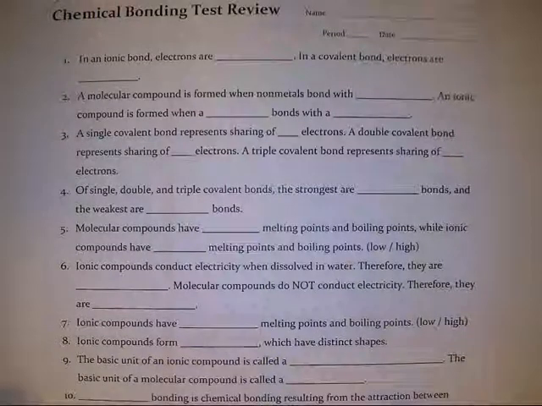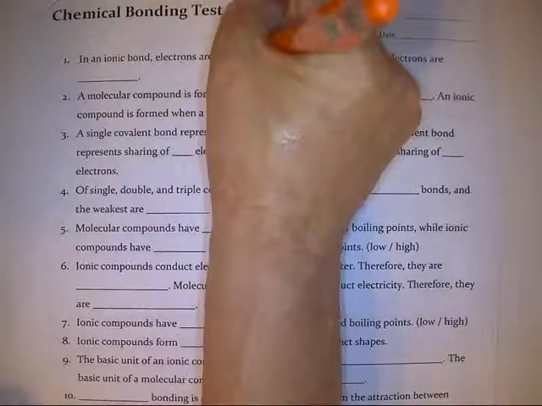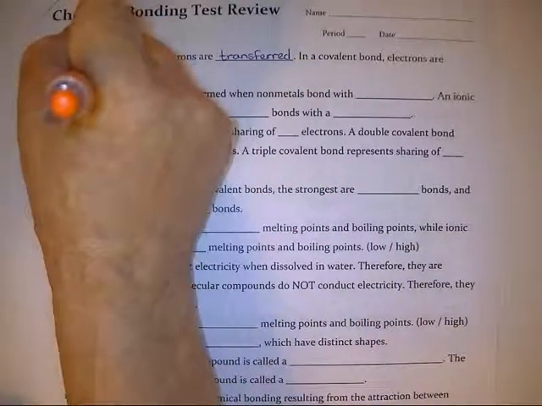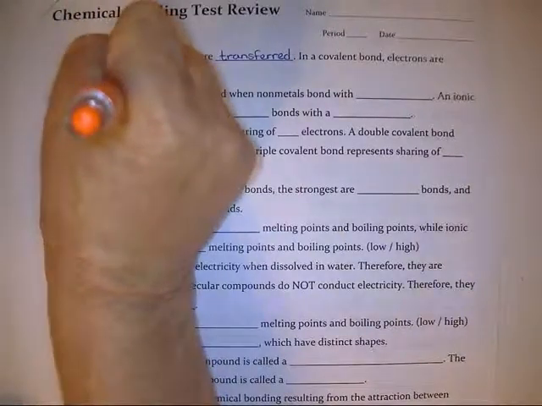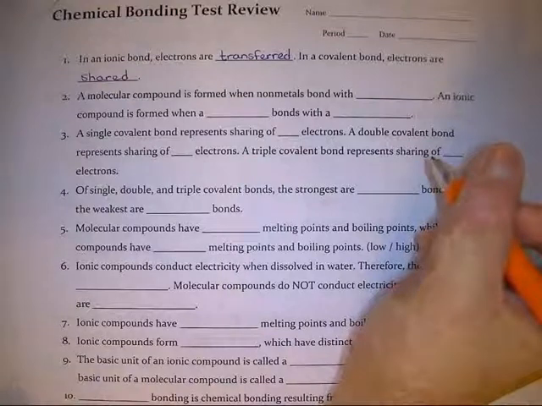Number 1, in an ionic bond, electrons are transferred. In a covalent bond, electrons are shared. Okay, this is what we established from the very beginning of the chemical bonding unit.